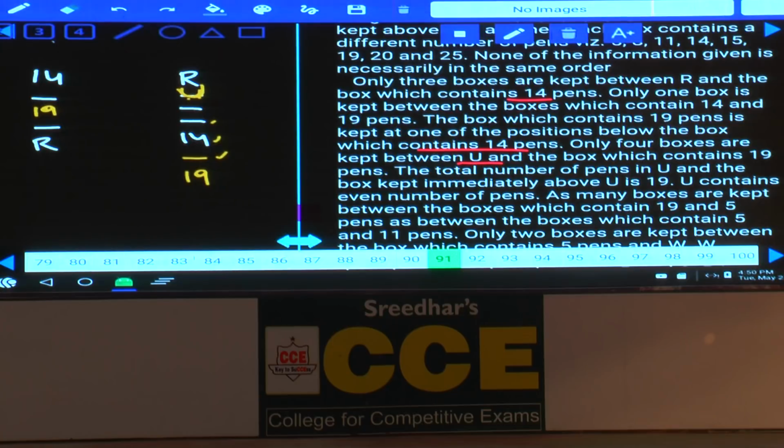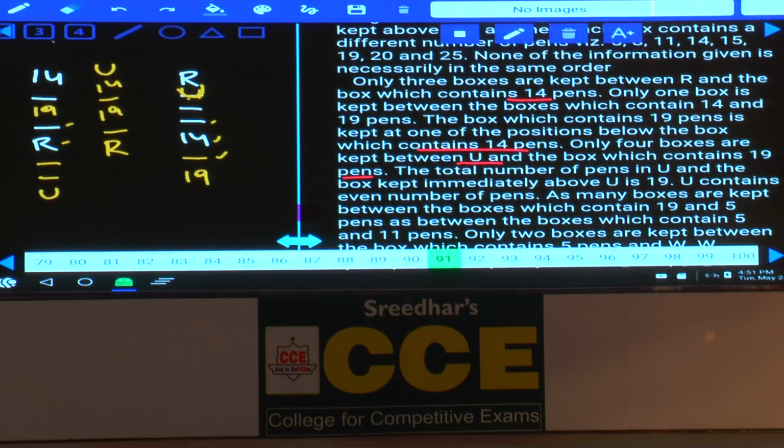Now again coming to this one, in this case 1, 2, 3 and 4 and U will be here. That is one possibility. Then the next possibility: R at this place, this is 19, blank, 14. Then 1, 2, 3, 4 and U is before this one. Now between R and U there must be exactly 4 boxes, and only 4 boxes are there between U and the box which contains 19 pens.